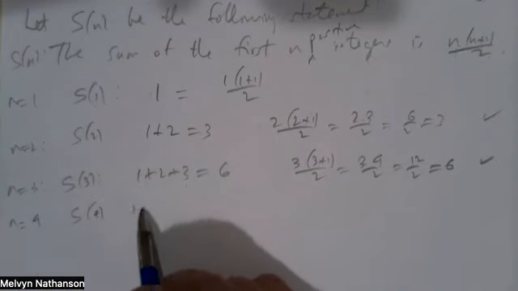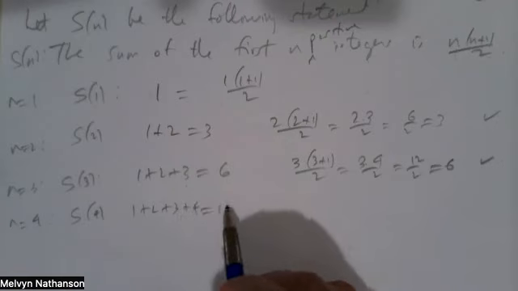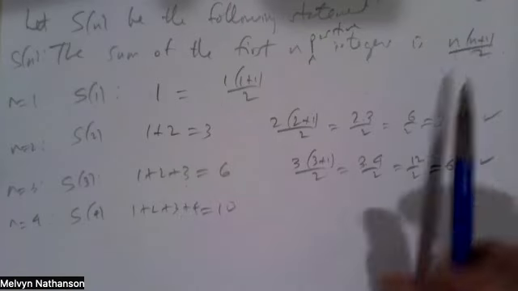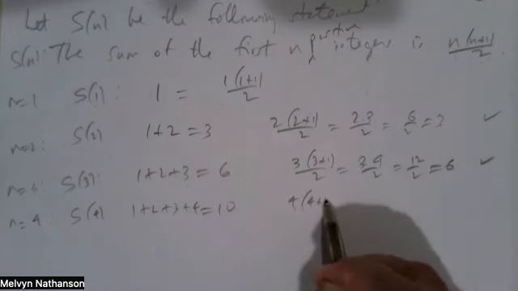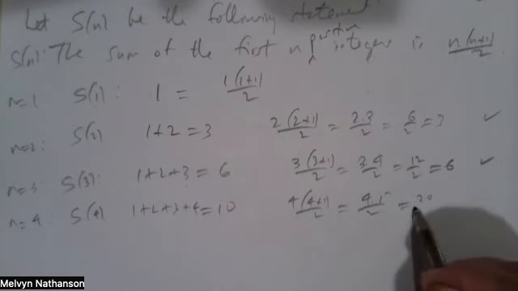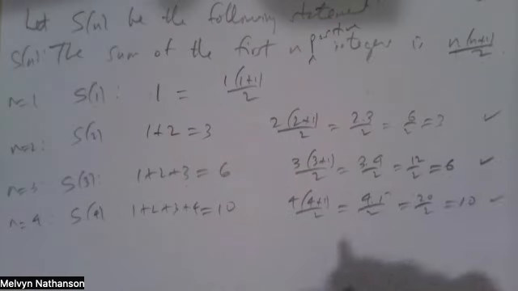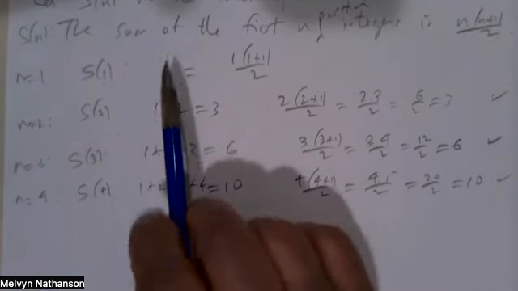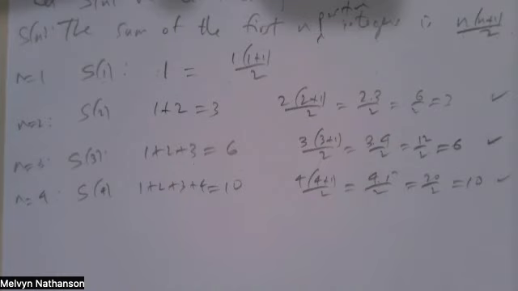What about n equal 4? So S of 4 says add the first 4 integers, you get 10. What is this when n equals 4? 4 times 4 plus 1 over 2 is 4 times 5 over 2 is 20 over 2 is 10. So it checks. So we can see this statement is true by explicit calculation for n equal 1, 2, 3, and 4. But now let's try and prove it for all integers in one fell swoop using the principle of mathematical induction.